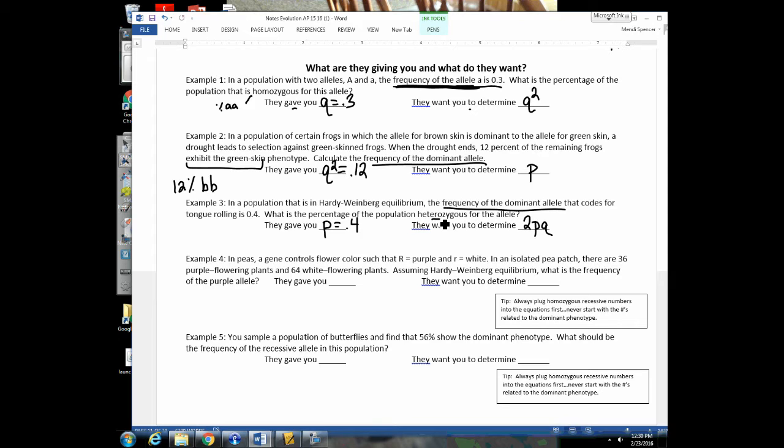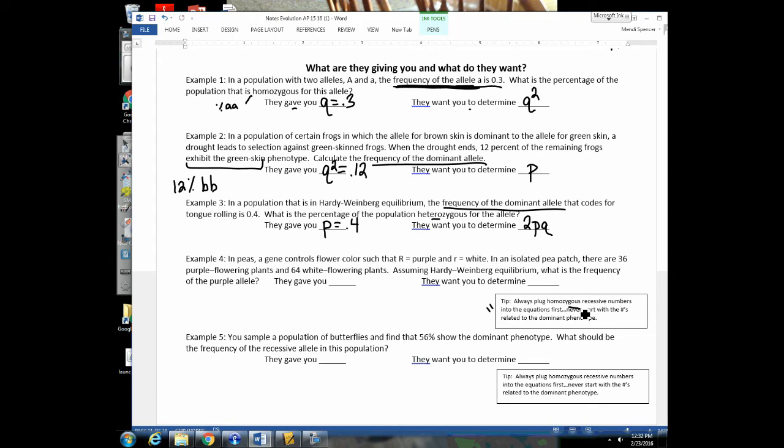Example 4, in peas, a gene controls flower color such that R, purple, is dominant to white. In an isolated pea patch, there are 36 purple flowering plants and 64 white flowering plants. So they're giving you information, they're just giving it to you in a different way. Now, here's an important tip for you. If you're given information about dominant phenotypes and recessive phenotypes, you always want to solve and figure out the numbers related to the recessive phenotypes and genotypes first. Now here's what I mean about that.